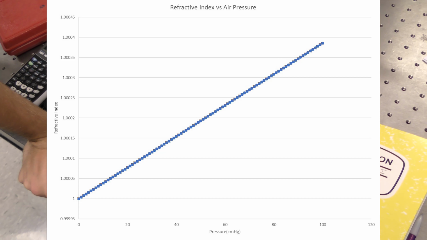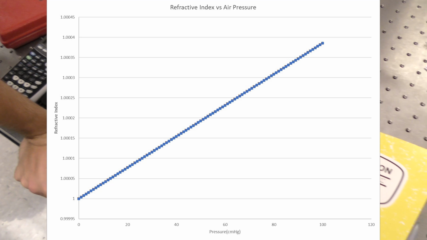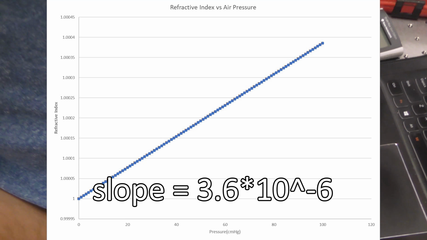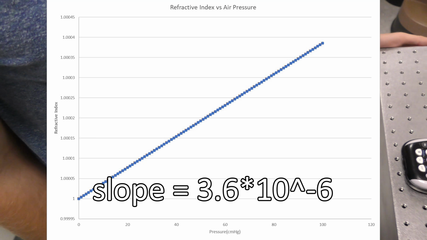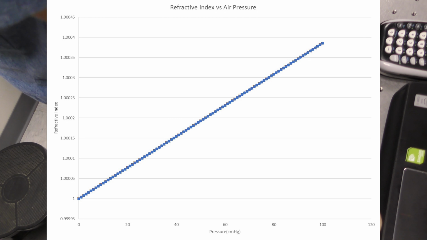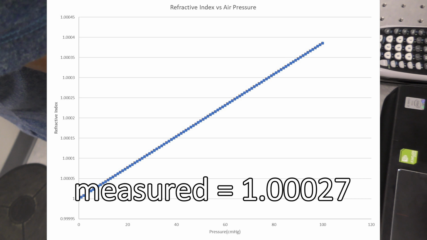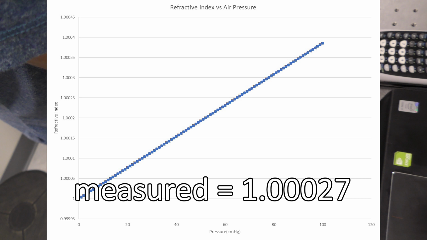We know the wavelength of the laser as well as the distance of the chamber, and we had to change the pressure, so from that we can find a slope. We plotted pressure versus refractive index. Our measured refractive index for the pressure in the lab was 1.00027, which is the same as from refractiveindex.info.